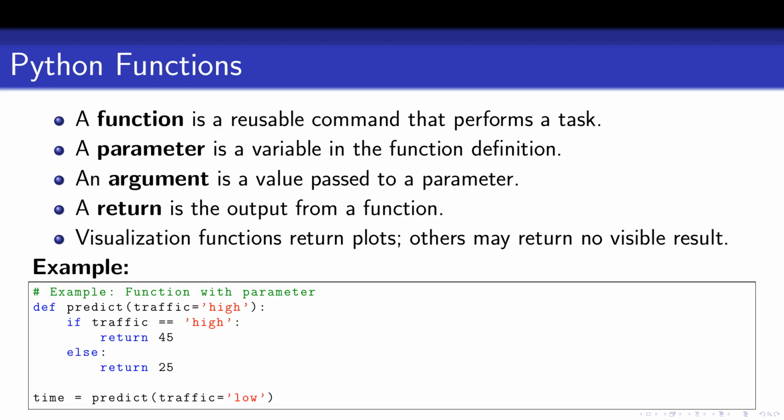Some functions produce visible outputs like plots, while others may silently perform calculations or update data structures. For example, you might write a function to estimate travel time based on traffic levels, with different outputs depending on the input. By wrapping this logic in a function, you avoid repetition and improve code clarity. Functions play a vital role in structuring programs, enabling you to break down complex problems into manageable steps and reuse solutions across different parts of a project.